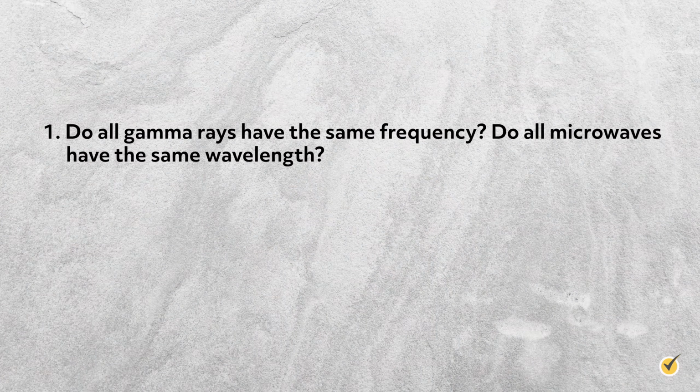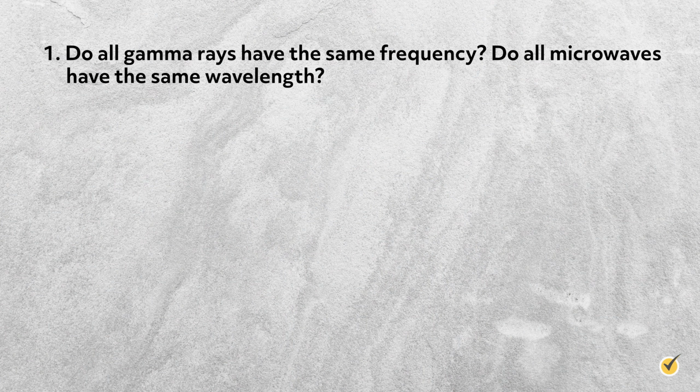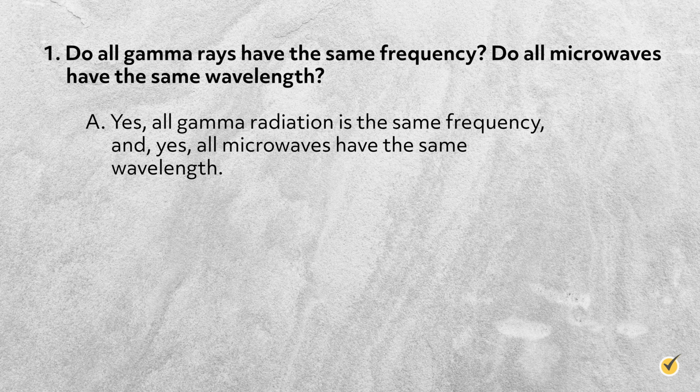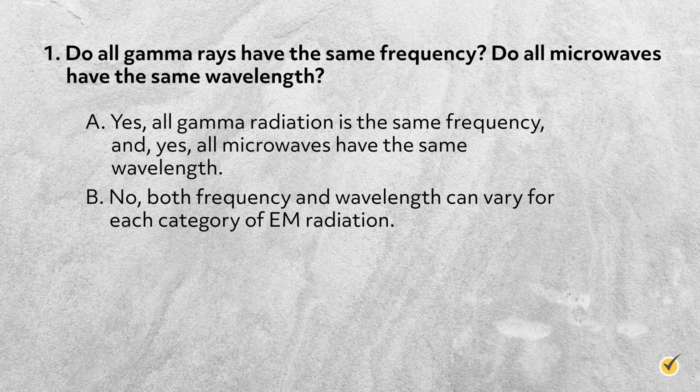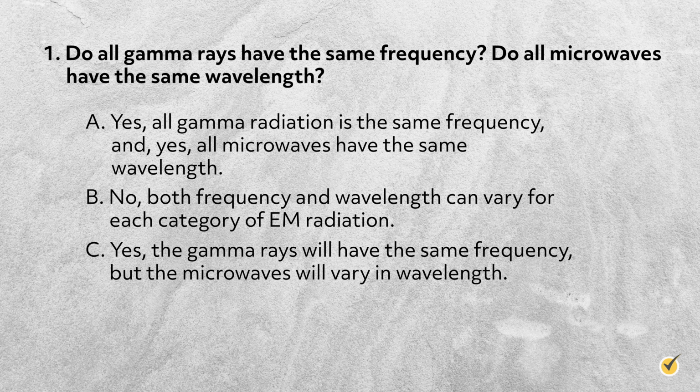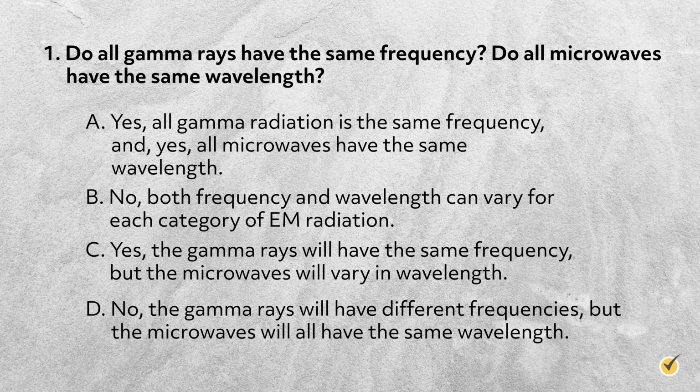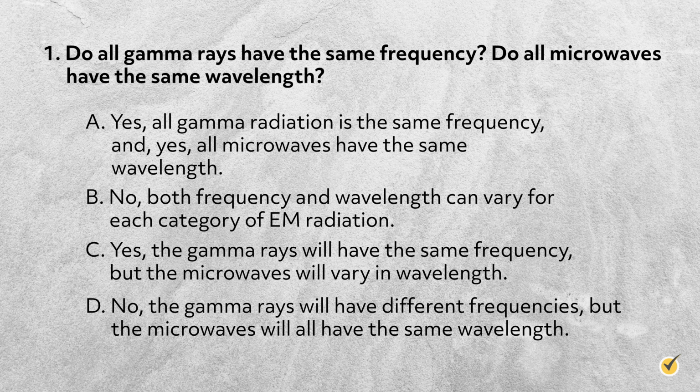Now that we've gone over the electromagnetic spectrum and its properties, let's test your knowledge with a couple of questions. Number 1. Do all gamma rays have the same frequency? Do all microwaves have the same wavelength? A. Yes, all gamma radiation is the same frequency, and yes, all microwaves have the same wavelength. B. No, both frequency and wavelength can vary for each category of electromagnetic radiation. C. Yes, the gamma rays will have the same frequency, but the microwaves will vary in wavelength. Or D. No, the gamma rays will have different frequencies, but the microwaves will all have the same wavelength.